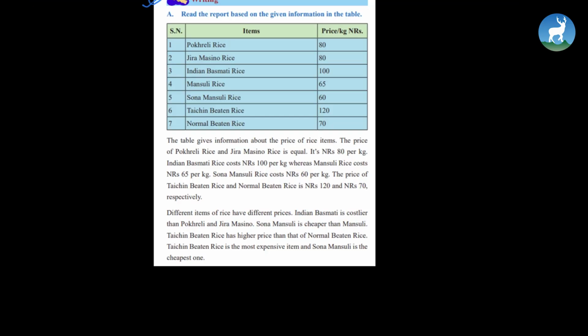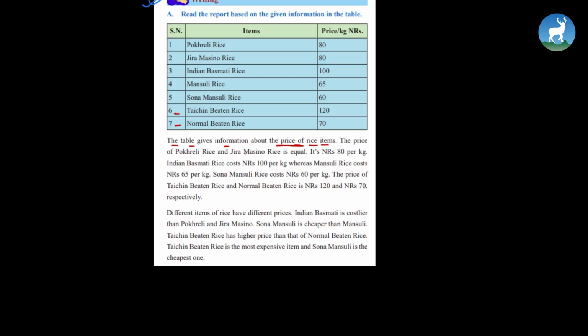Here, for the task that's upcoming for you, let's read a report based on the given information in the table. So here we have information about different types of rice, different 7 types of rice, that also includes 2 different types of beaten rice. So let's read it out to explain how you provide a report based on the information in the table. The table gives information about the price of rice items. So firstly, you explain what the table is about.